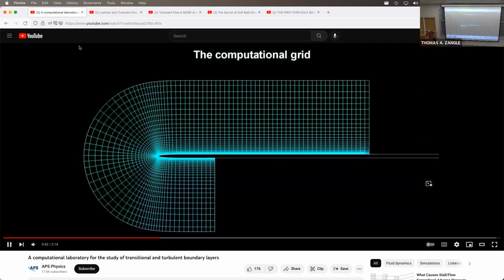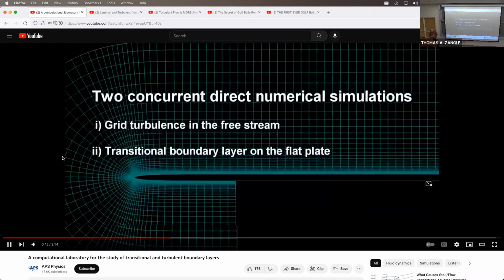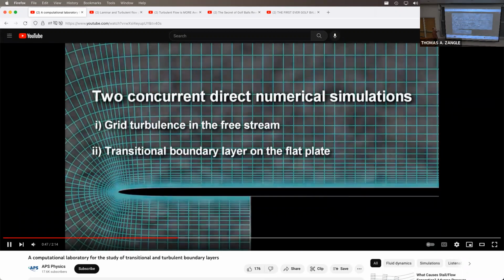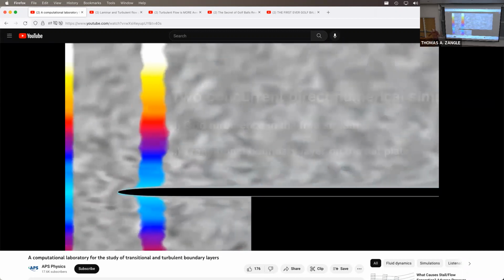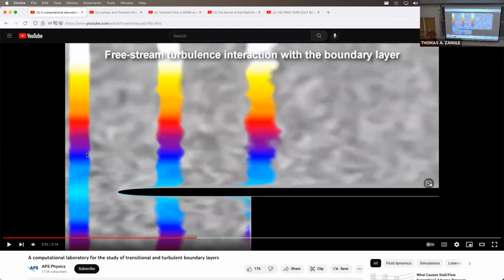I don't believe this one has sound. So they showed the grid, first of all, right? So they showed the grid that they're using to actually do this computation. And now we're visualizing the flow as it encounters a flat plate, right, with this nice smooth point, and starts to flow over the flat plate.